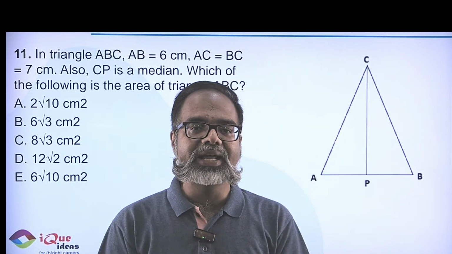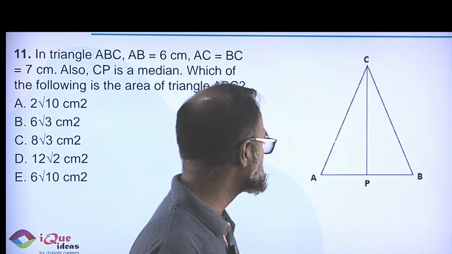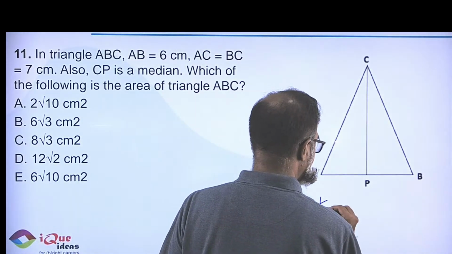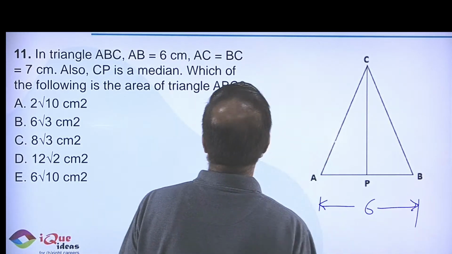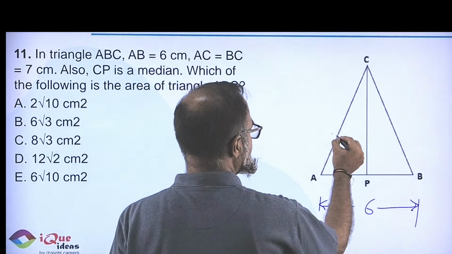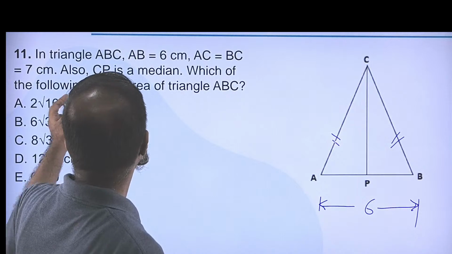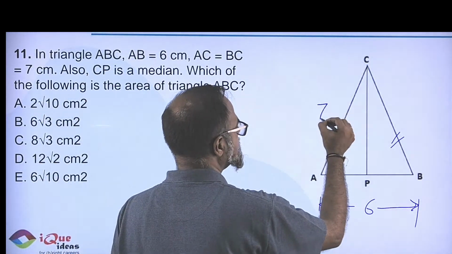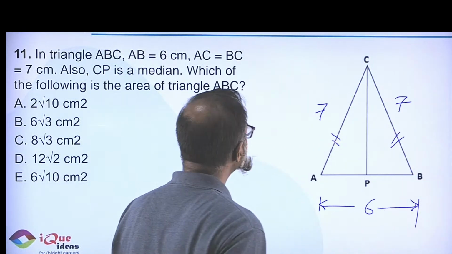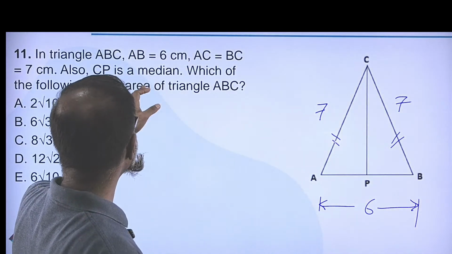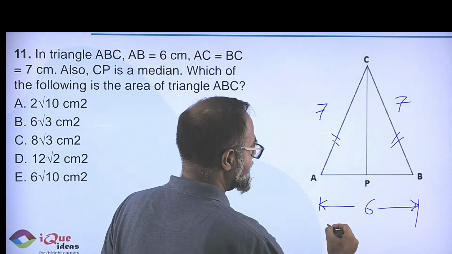It says in triangle ABC, AB is 6. Okay. AB, this entire distance is 6. AC is equal to BC. Oh, so it's an isosceles triangle. Brilliant. And it is equal to 7. So both these sides are 7, 7 each. Great. CP is, and AB is 6. Okay, AB is given as 6.